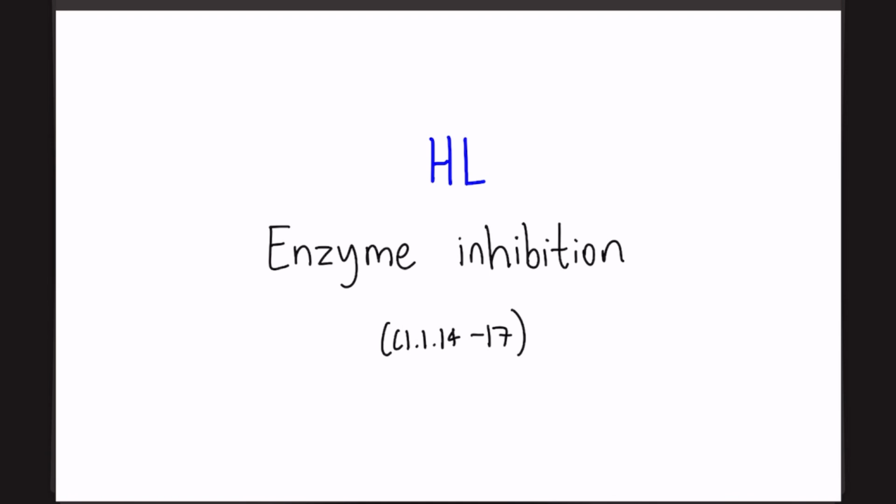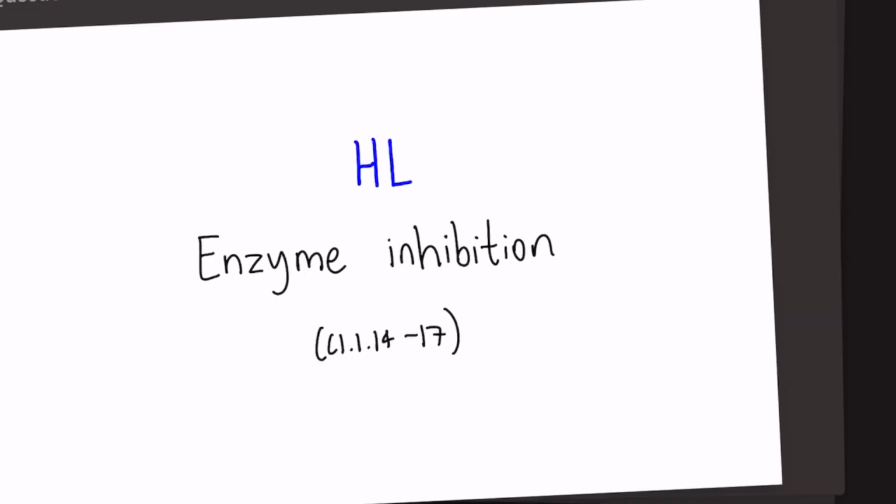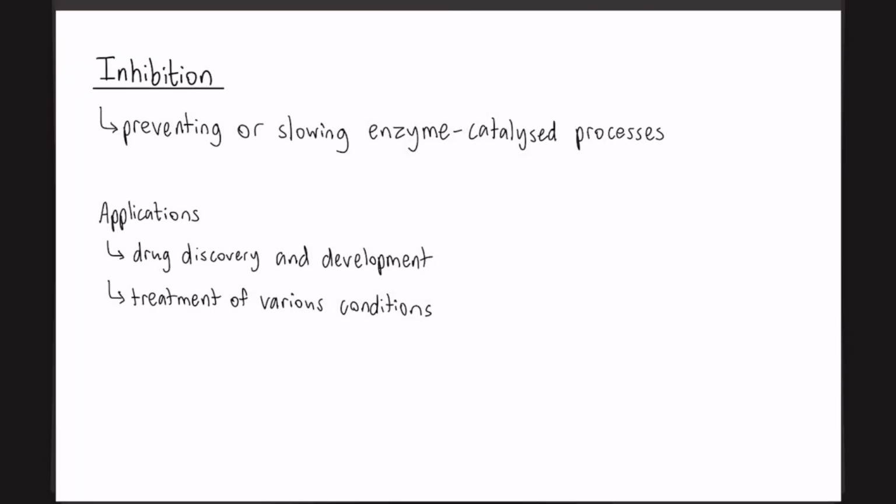So today we will be going over enzyme inhibition, which is a part of the HL biology syllabus. Firstly, inhibition is the preventing or slowing down of enzyme-catalyzed processes, and so this can actually be quite helpful in many ways. When we look at medicine, it can be used for treatments and the development of new drugs. This is because inhibition allows us to look at specific enzymes that can cause processes associated with disease and then design drugs or treatments that can inhibit these specific processes.